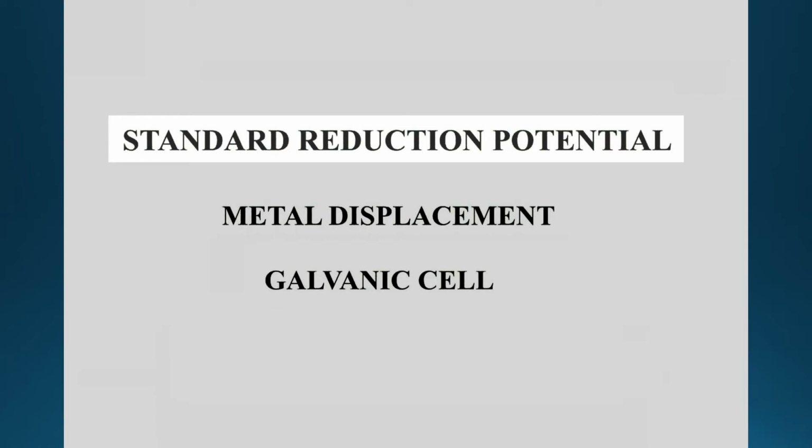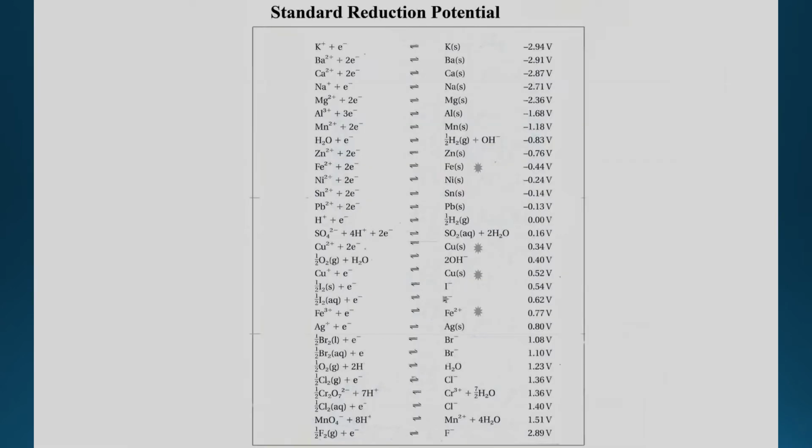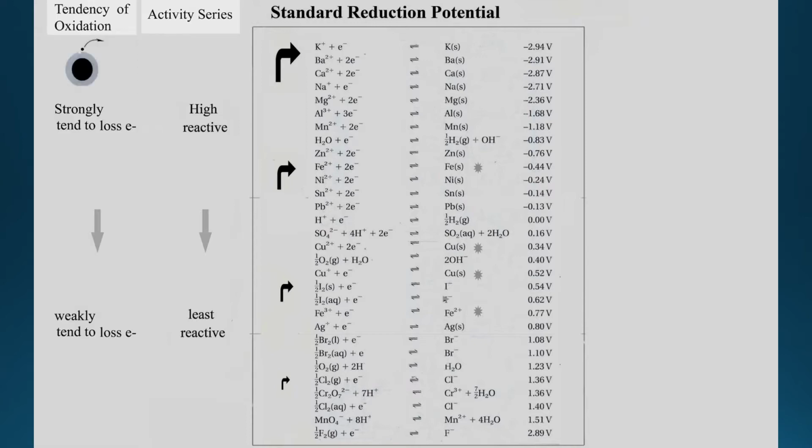Standard reduction potential. On this chart, there is a certain feature. Based on the activity series, the top one is highly reactive. It goes down the trend to the least reactive. The tendency of oxidation: those on the top strongly want to lose electrons. Those going down the trend weakly tend to lose electrons.